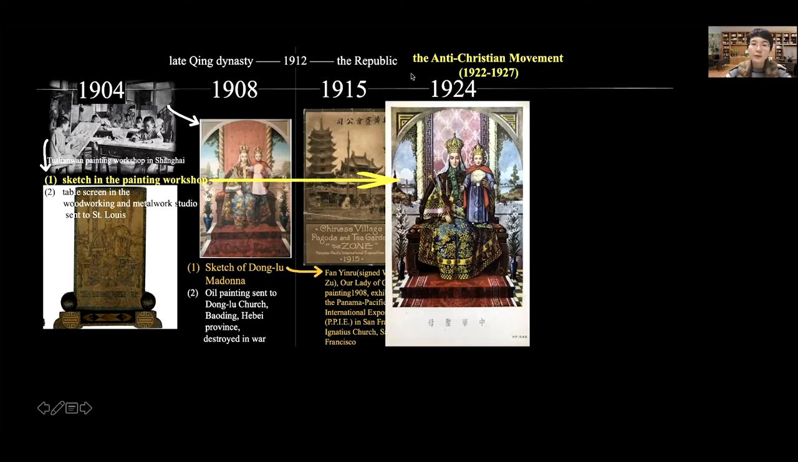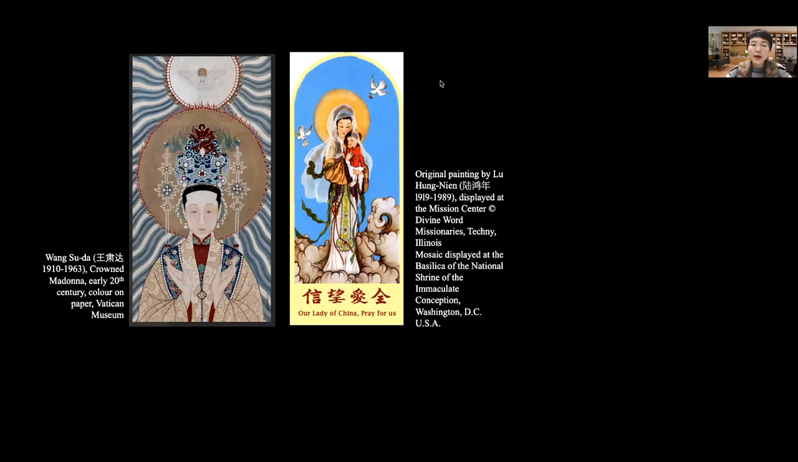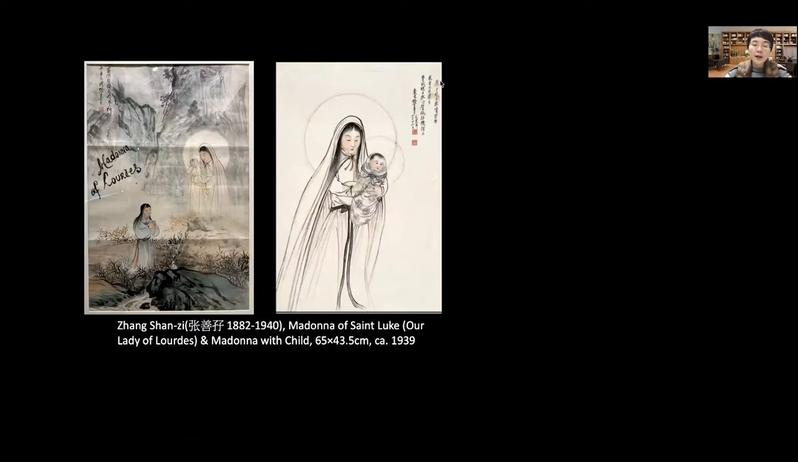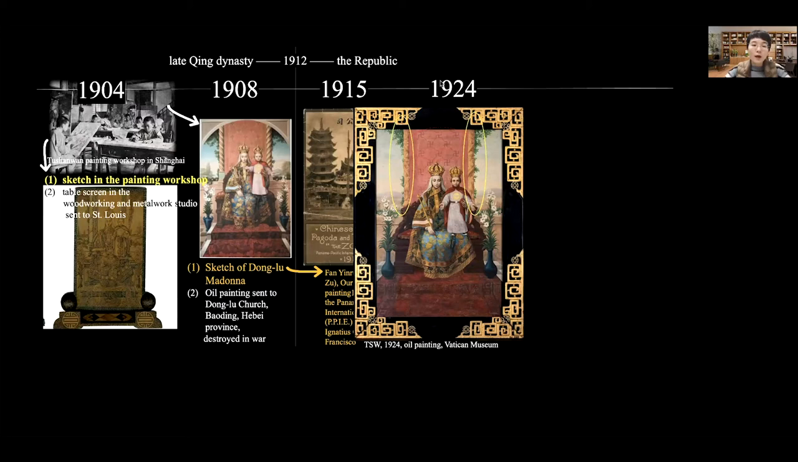So in such a nationalist and anti-Christian context, possibly as a compromise, several Chinese-style Madonnas were produced during the 1920s and 1930s. Chinese Madonnas were again painted in white robes. We can also see these mixed features in this Tushanwan-produced Our Lady of China, with not only the dragon and longevity symbols, but also westernized, or so-called indigenized, modifications.